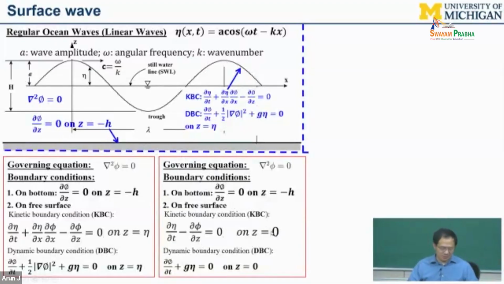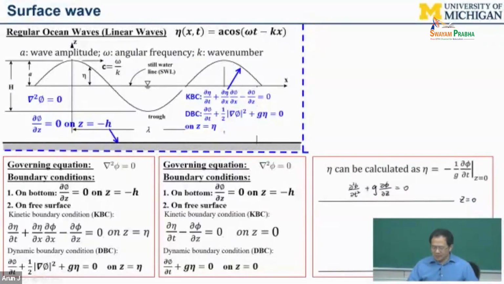There's the assumption: the water depth is much larger than the wave height. So therefore this eta compared with the still water line is close enough. So there's a simplification. With this simplification, the potential flow problem can be further simplified in that way.